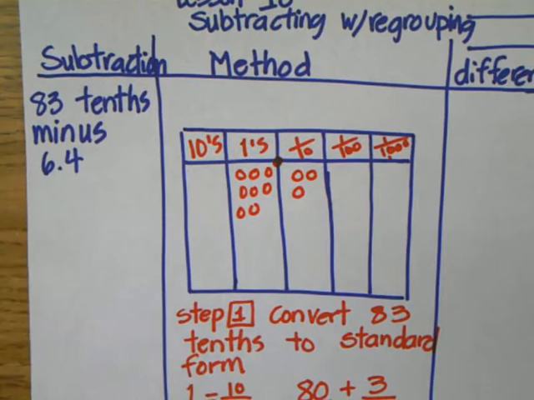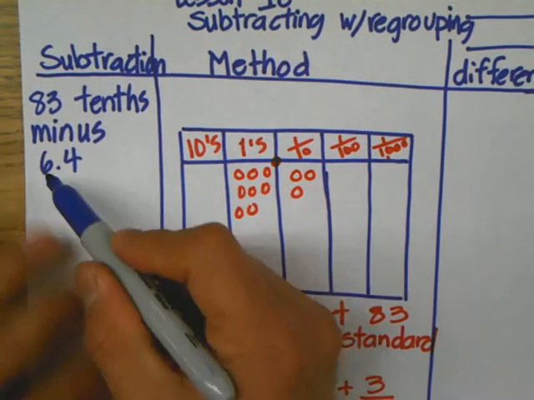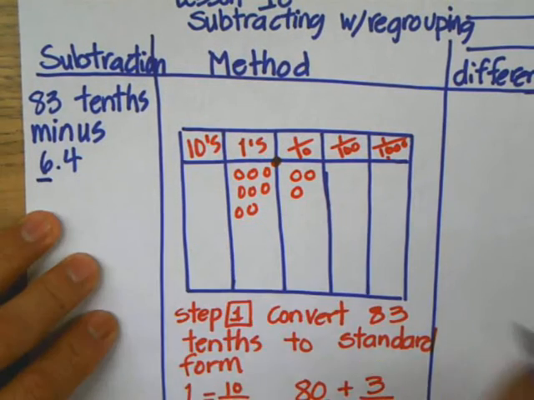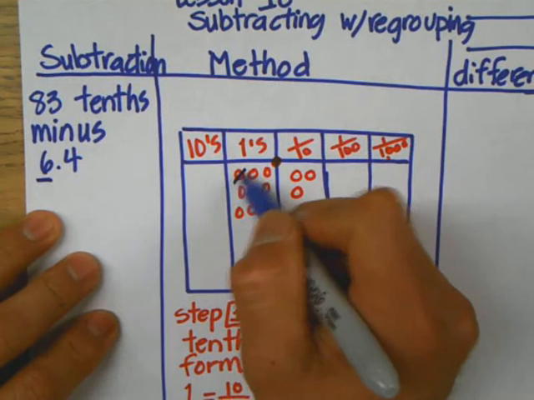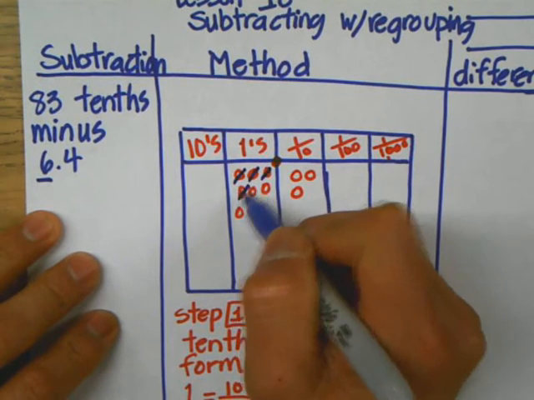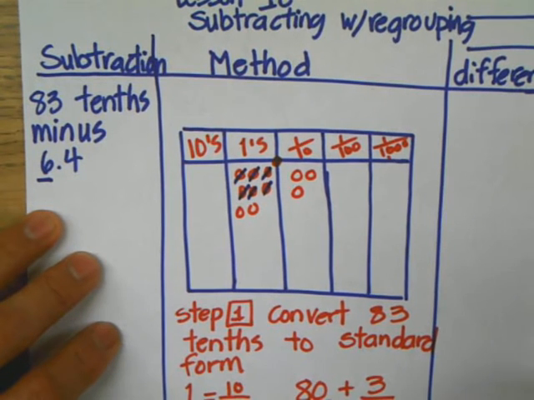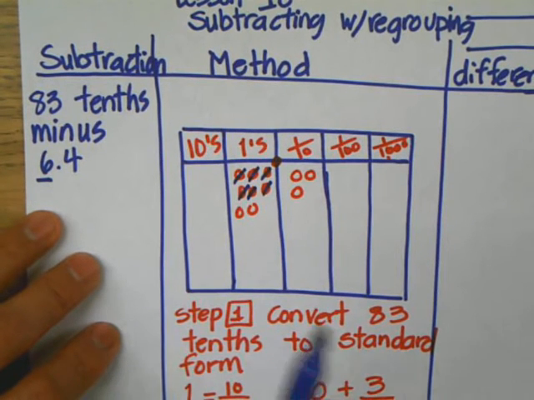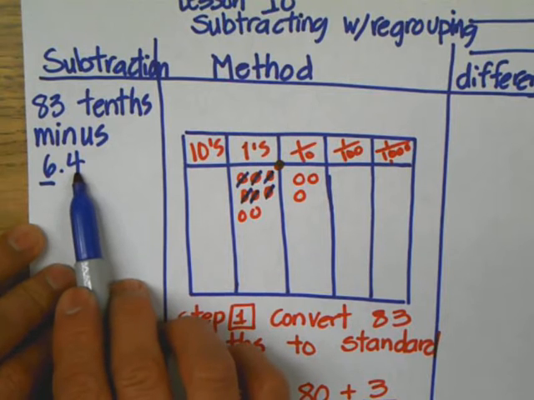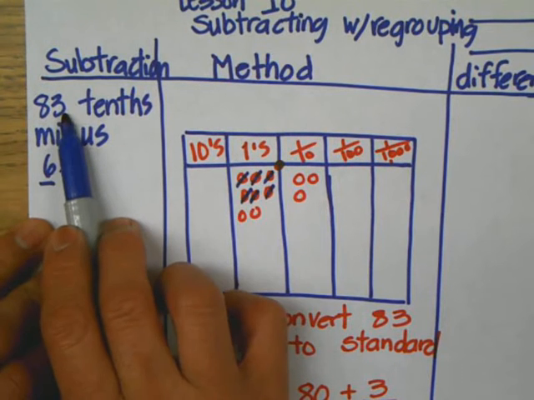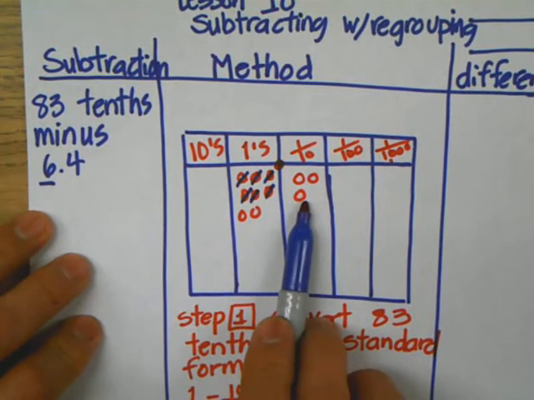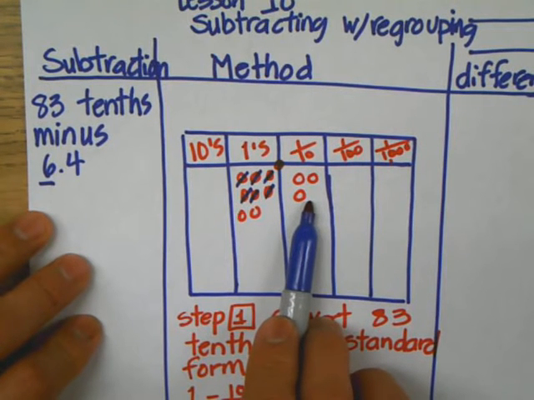So we're going to subtract 6 ones from 8 ones. So it's going to be 1, 2, 3, 4, 5, 6. Okay, that's perfect. That was easy. So now we've got to subtract 4 tenths from 3 tenths. But I noticed that there is not enough in here. So what am I going to do? That is a very interesting question. But this is how you would do it.